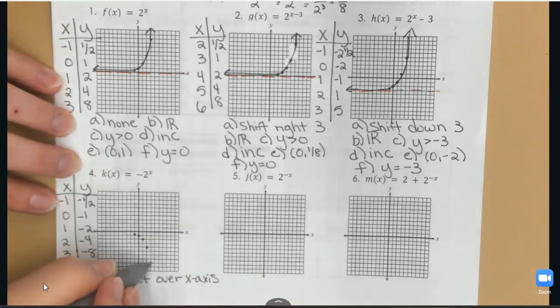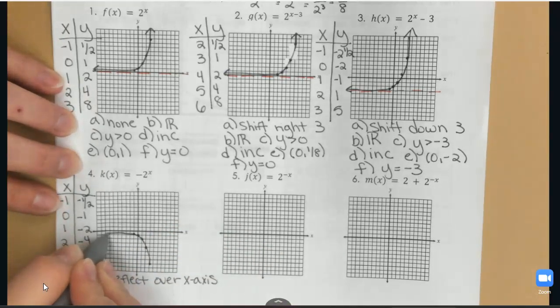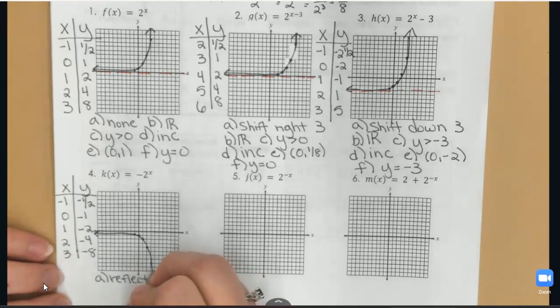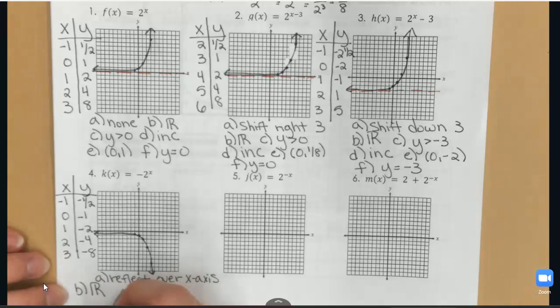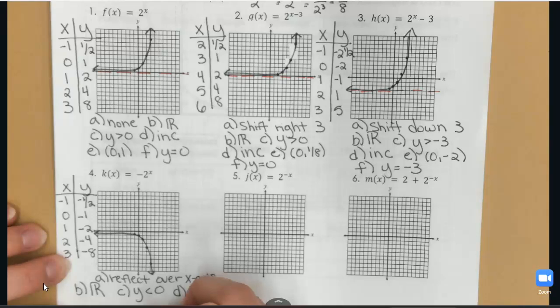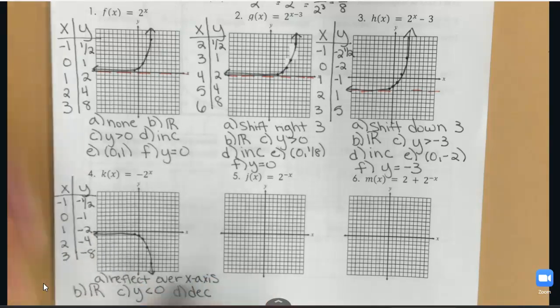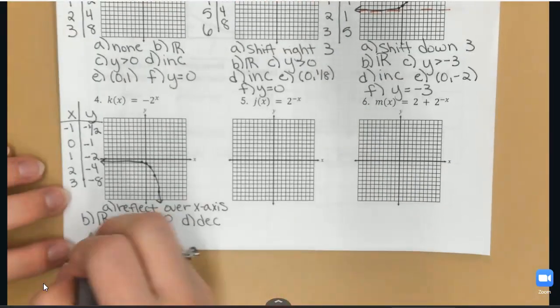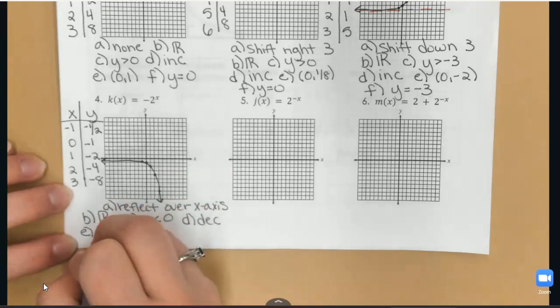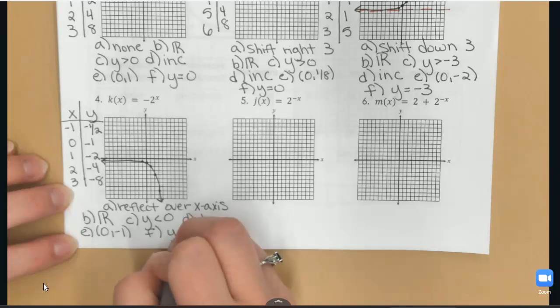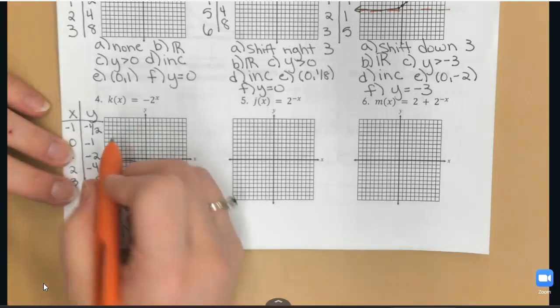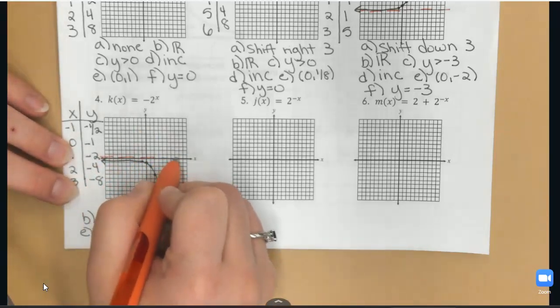And so my graph has flipped upside down. We still have a domain of all real numbers. My range is now all y values less than 0. Our graph is decreasing. I would be walking downhill across that. Our y-intercept is now at (0, -1). But my horizontal asymptote did not change. It's still at the x-axis, y equals 0.